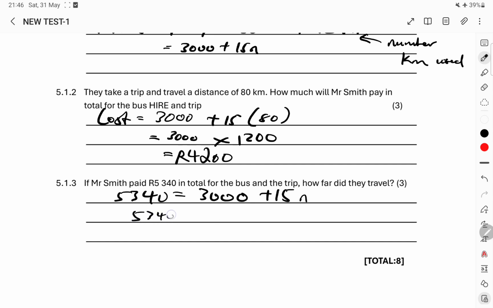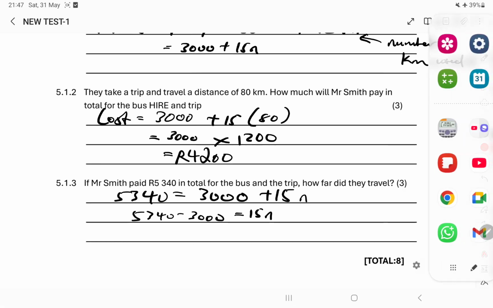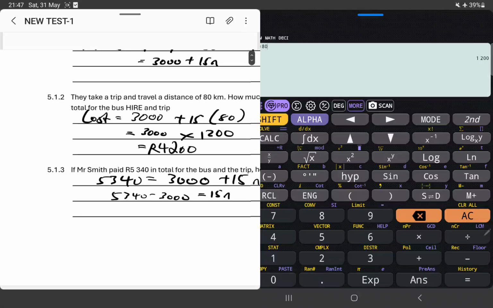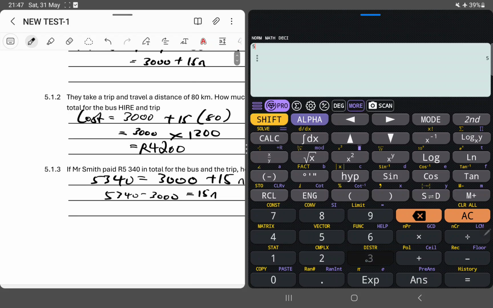I'll have 5,340 minus 3,000, because this 3,000 is positive on this side, equals 15n. Let me go to my calculator as well. I'll have 5,340 minus 3,000, which is going to become 2,340, which equals 15n. I'll divide by 15 both sides, because the inverse operation of multiplication is division. Therefore, I'll have n equals 2,340 divided by 15, it means he drove 156 kilometers, right?